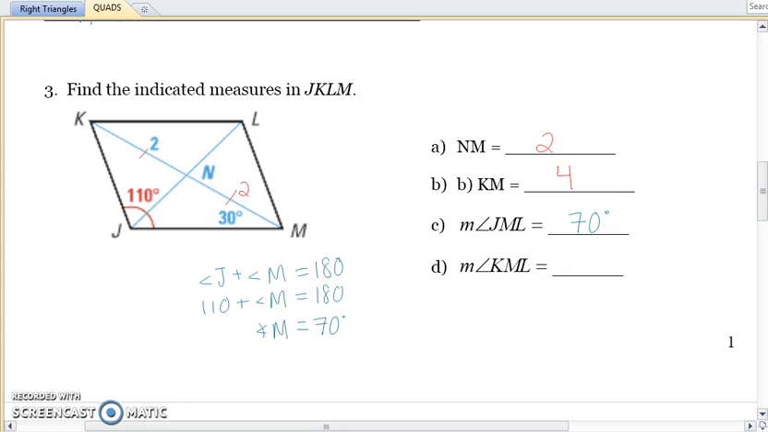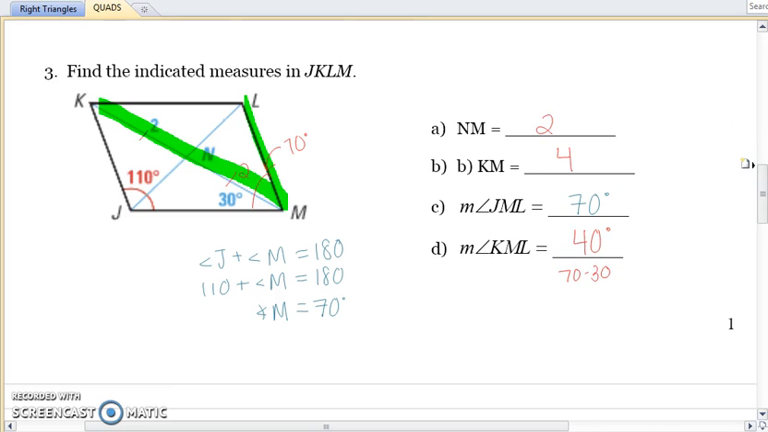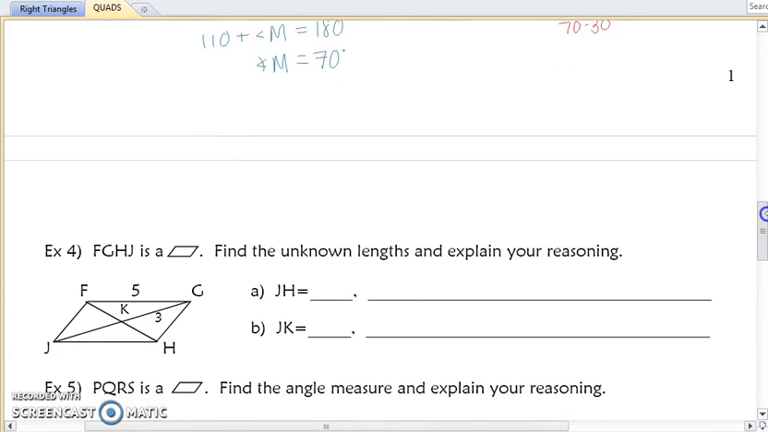Now we want to find K to M to L. We know that this entire angle measure is 70 degrees. To find that smaller portion, we take 70 and subtract 30 from it to get 40 degrees. Again, some of these problems might be a little overwhelming due to the amount of things that you need to find, but that's where I find highlighting or just drawing in those measures is going to be really helpful for you to visualize.